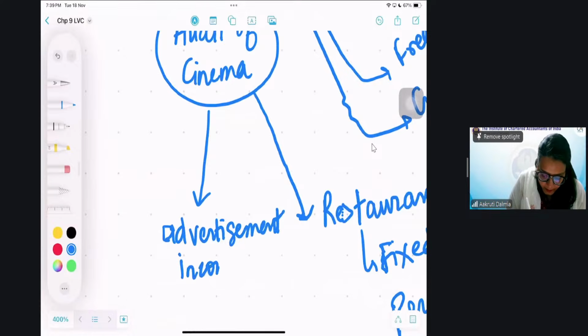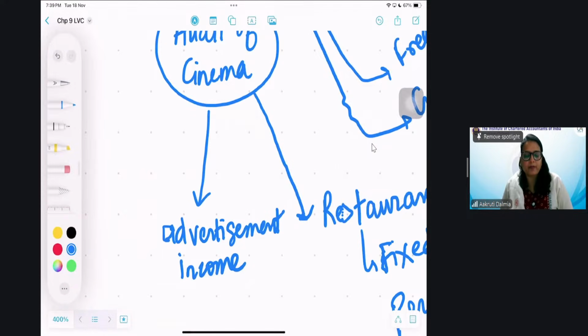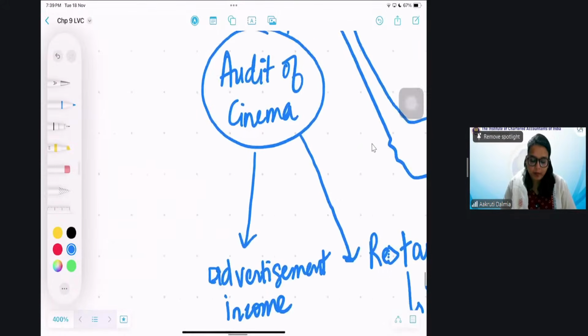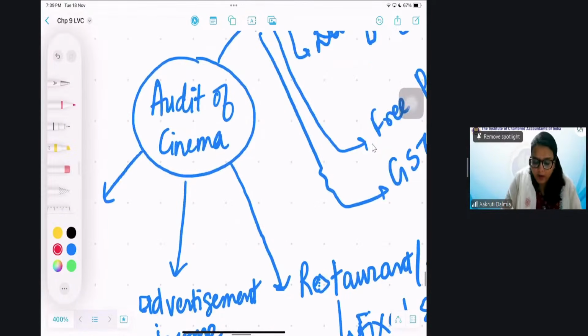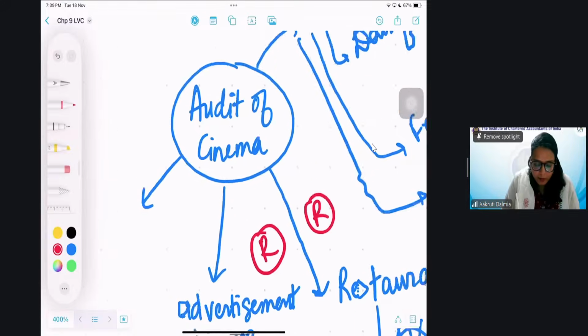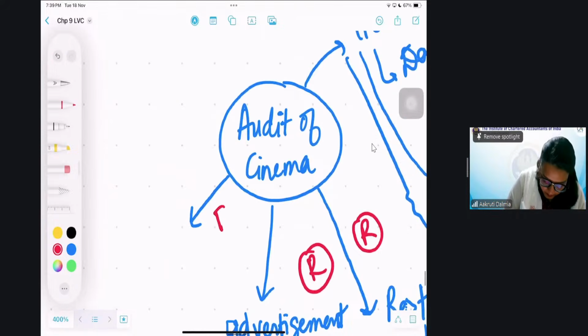So advertisement income, the auditor has to properly verify that advertisement income is properly coming or not. Okay. Then what are the major expenses? So these are all R's. There can be many other R's, but these are the three primary R's. Okay. What are the biggest expenses?